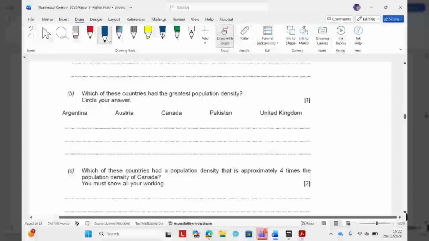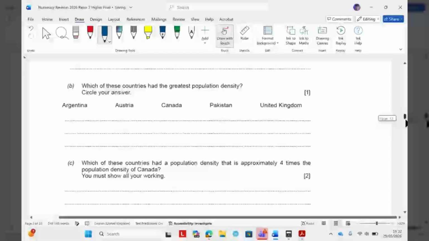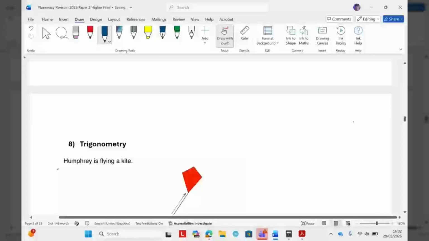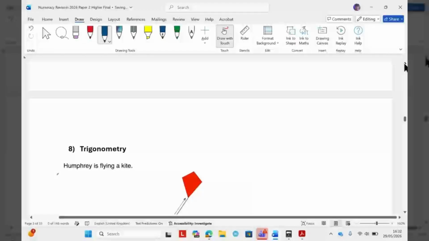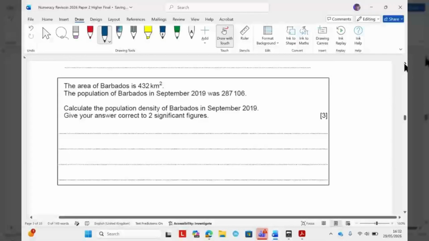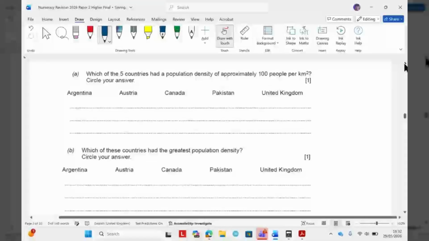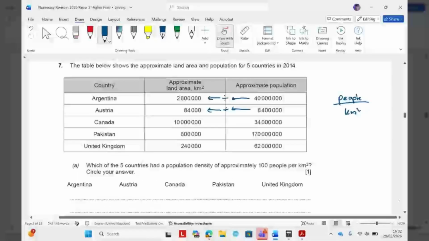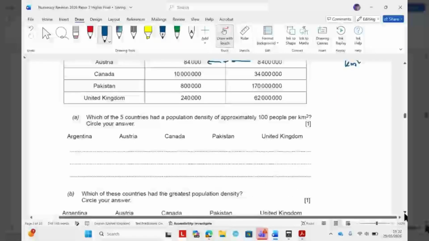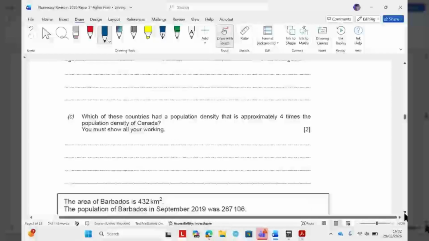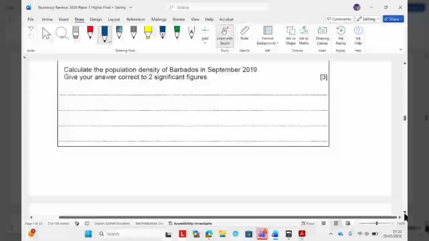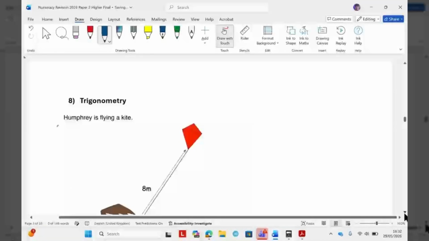Which of these had a population density approximately 4 times that of Canada? Right, so work out what Canada's is. Times it by 4 and see which one's closest to that. Right, so that's population density, and other types of densities as well, like food waste density and various things like that.